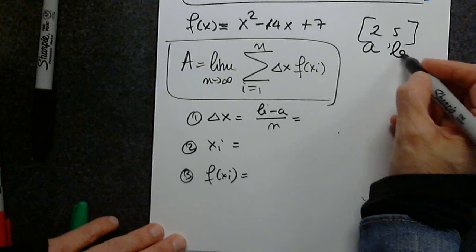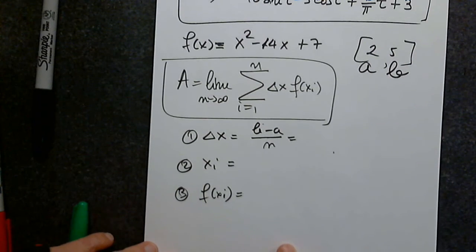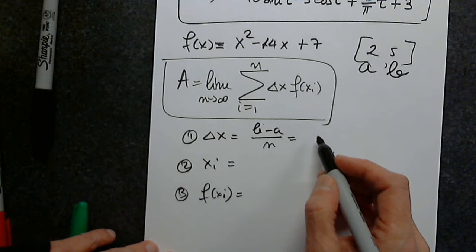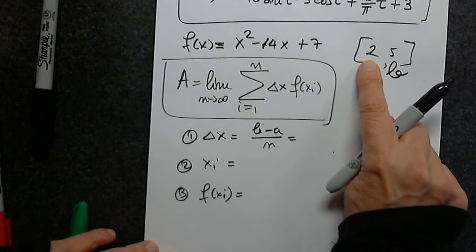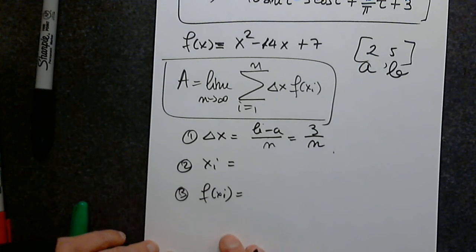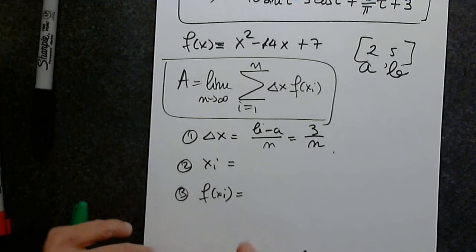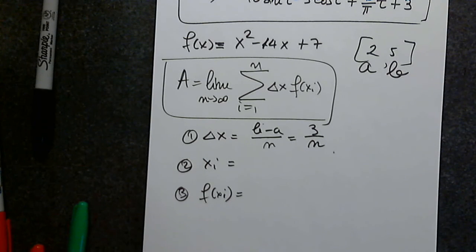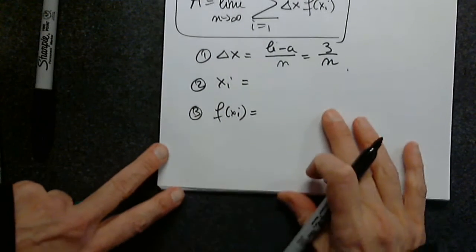This is your a, this is your b. 5 minus 2, which is 3. 3 over n. Now xi. Remember what xi represents. And we can create that one more time. You know what? Let's create it one more time. I don't want to go back. Yeah, let's do that.